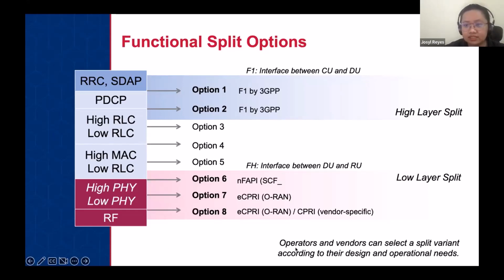Okay, so that's the high layer split and low layer split. You can also have a dual layer split, a combination of each of the two. So it can be option 2 and then option 7. And then what happens is the upper layers will be on the centralized unit, the middle layers on the distributed unit, and the lower layers on the radio unit. The operators and vendors can select a split variant that is applicable to their design and their operations.